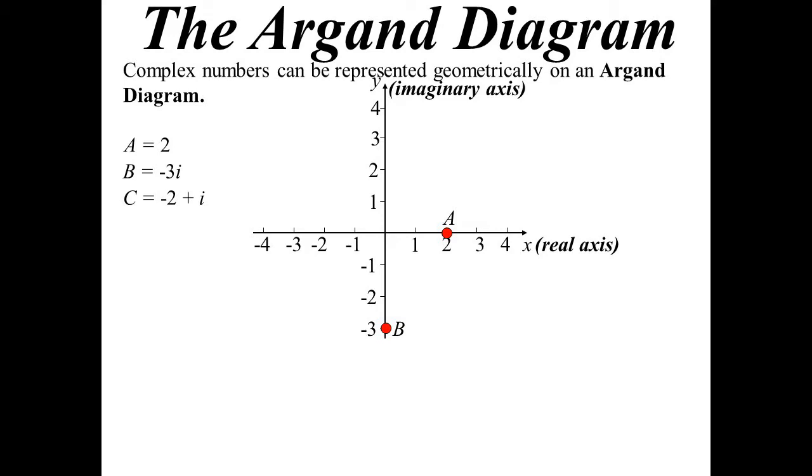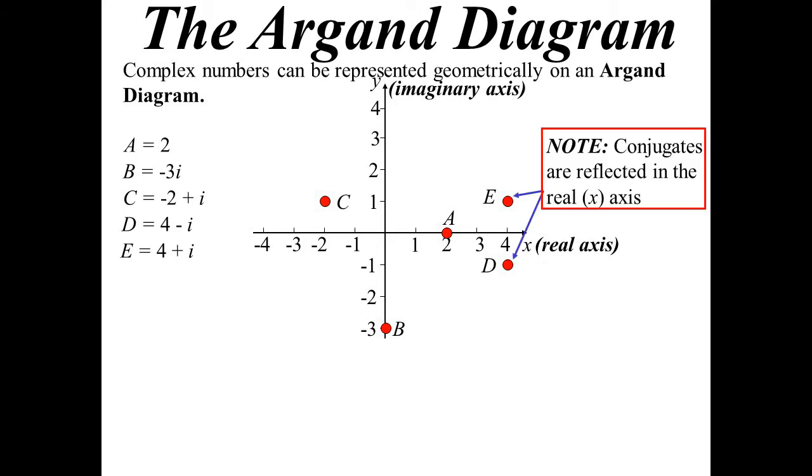So minus 2 plus i would be minus 2, 1, we would plot that. If I had 4 minus i, then 4, minus 1. 4 plus i would go at 4, 1. This brings up the first interesting feature of the diagram. Conjugates will always be reflected in the real axis, because the only difference is the sign. One would be plus the imaginary amount, one would be minus the imaginary amount. So it'd always be reflected.